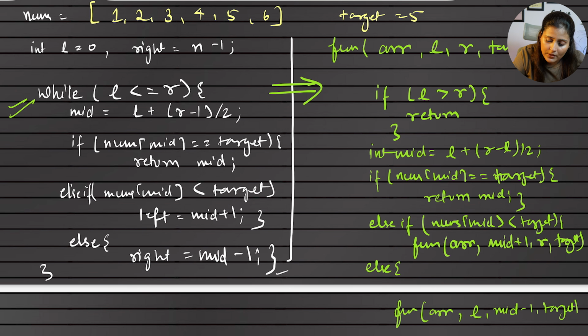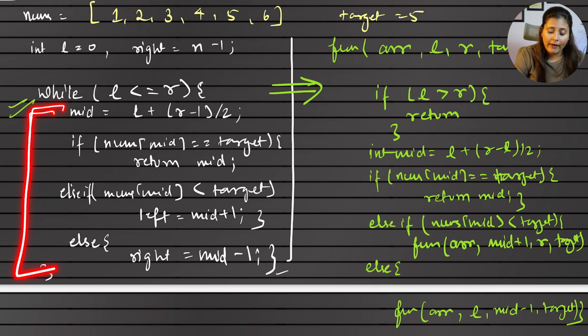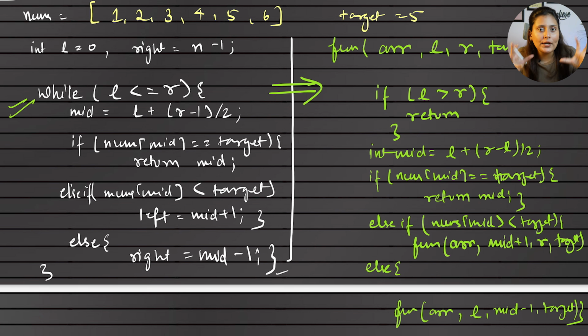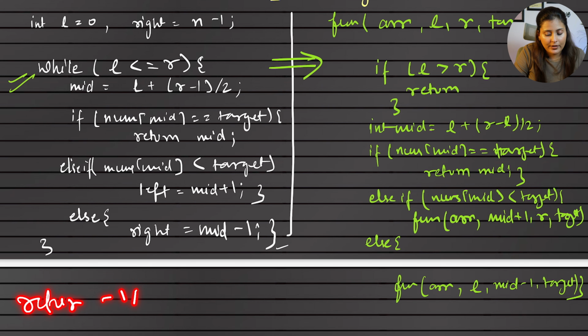Now, when we come outside the while loop, let's suppose we have to return the index. So if we are outside the while loop, we can say that we have not got any such index which has the target value. So I was returning -1 here, correct?